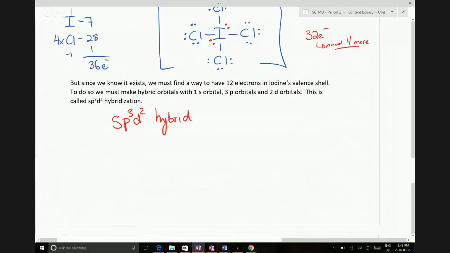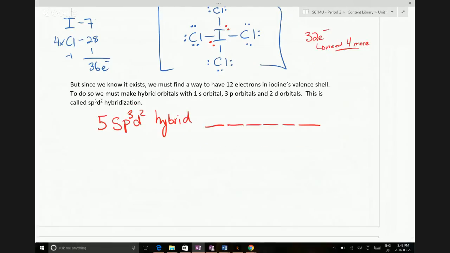All right, and specifically for iodine, that's in the 5th shell. So it's a 5sp3d2. And we get 1 of those from the s, 3 from the p, and 2 from the d, for a total of 1, 2, 3, 4, 5, 6 orbitals. And if we look here, we see that it has 2 lone pairs, and it's making 4 sigma bonds, just like that. So that would be its electron configuration.